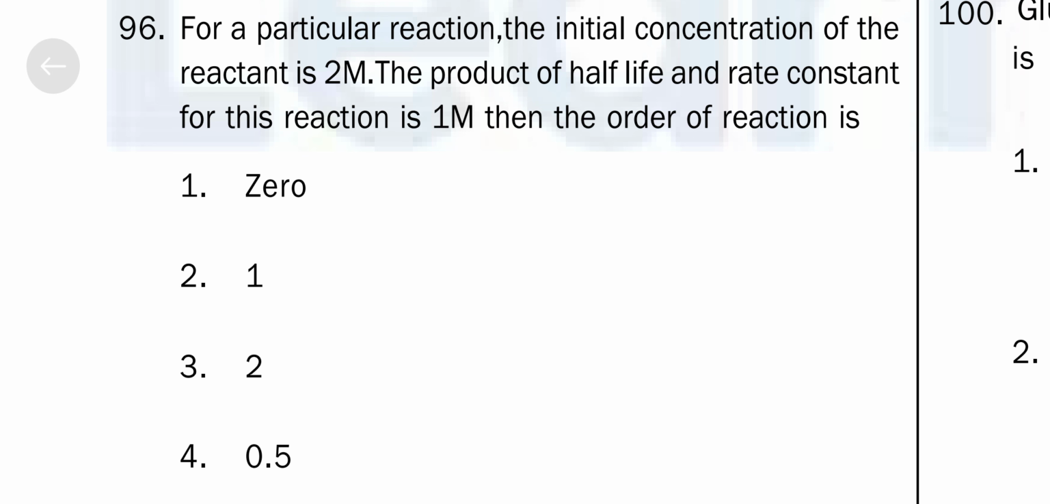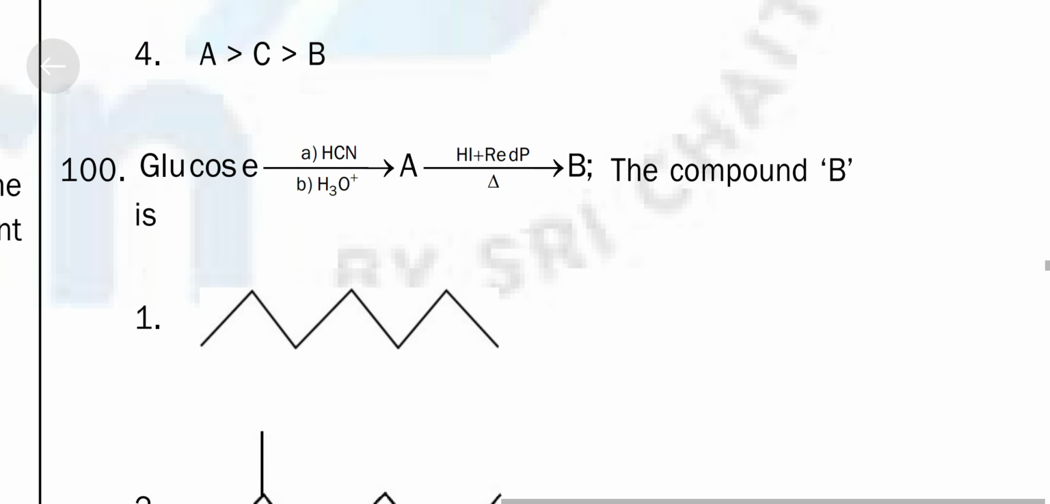For a particular reaction, the initial concentration of the reactant is 2 M. The product of half-life and rate constant for this reaction is 1 M. Then the order of the reaction is zero order. For a zero order reaction, you know the basic formula: if you apply t half is equal to A by 2K, you will get the right answer, zero order reaction. Don't worry, second order and 0.5 orders are not there for us, either 0 or first order. We know that for a first order reaction t half is 0.693 by k, and for a zero order reaction t half is equal to A by 2K. Directly you can apply this in the question.